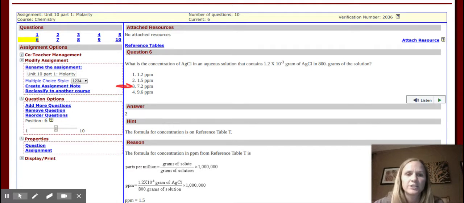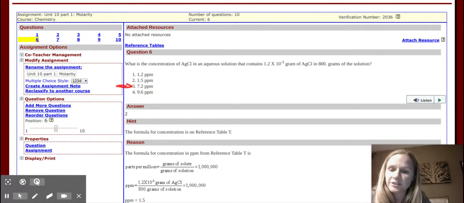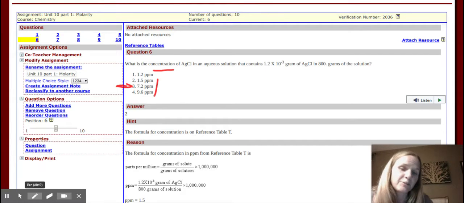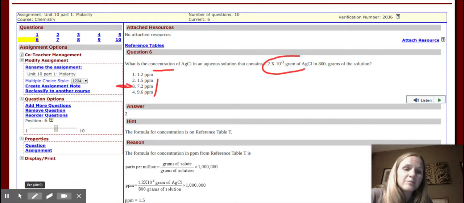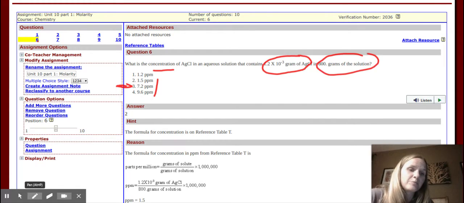What is the concentration? Yeah, that's a nice hard one. Let's do that. Again, they're asking for concentration. It looks like all the answers are in parts per million, so I'm going to use a parts per million formula that has this many grams of silver in this many grams of solution.